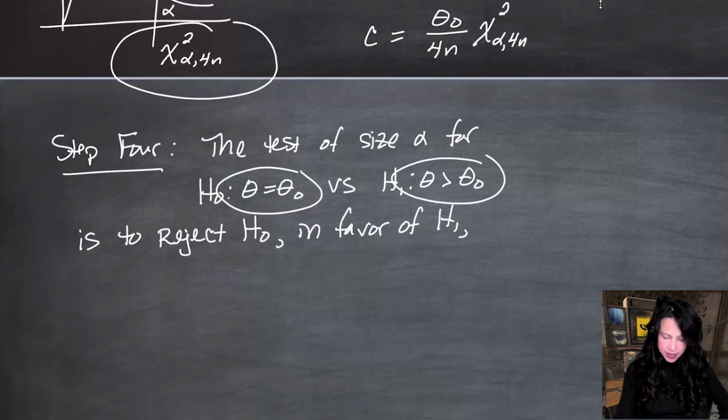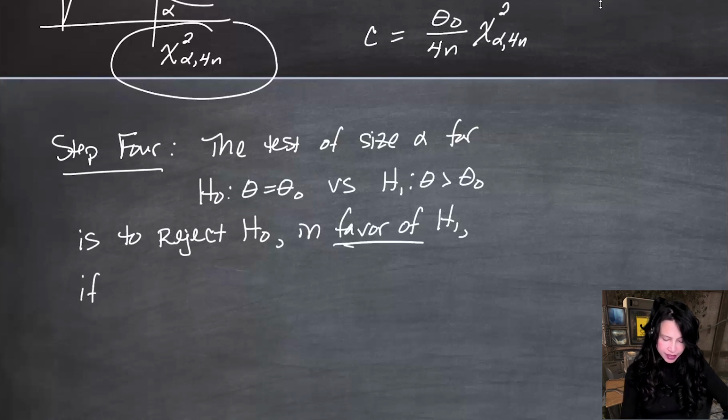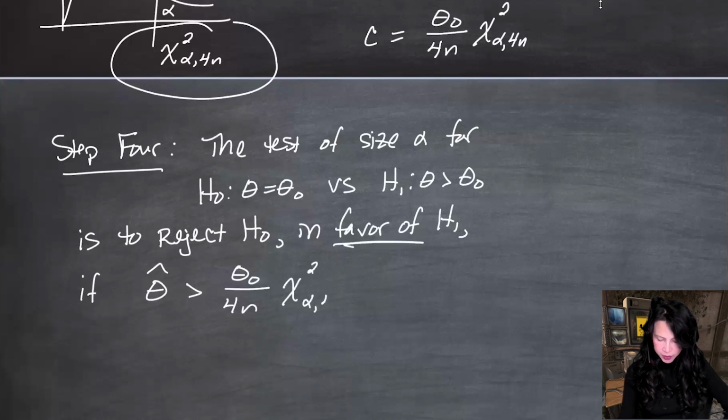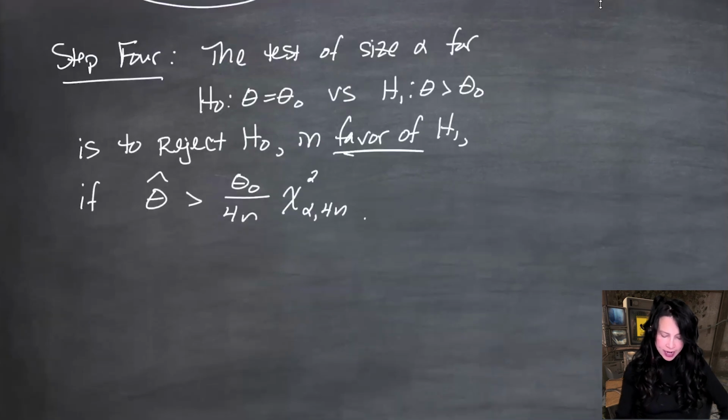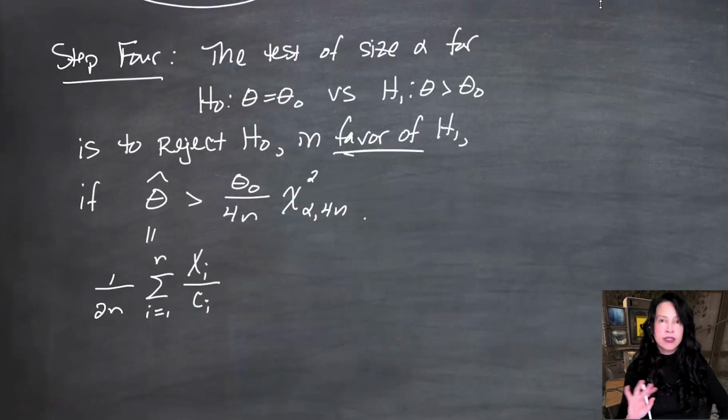So because the null and alternative hypotheses do not make up the entire parameter space, it is kind of important to say this part. If the MLE is greater than theta naught over 4n times this chi-squared sub alpha comma 4n, that's a fine answer, but you might want to give it in terms of the statistic. Remember, this is 1 over 2n, the sum as i goes from 1 to n, x_i over c_i. So there is your recipe for the person that wants to do the test.